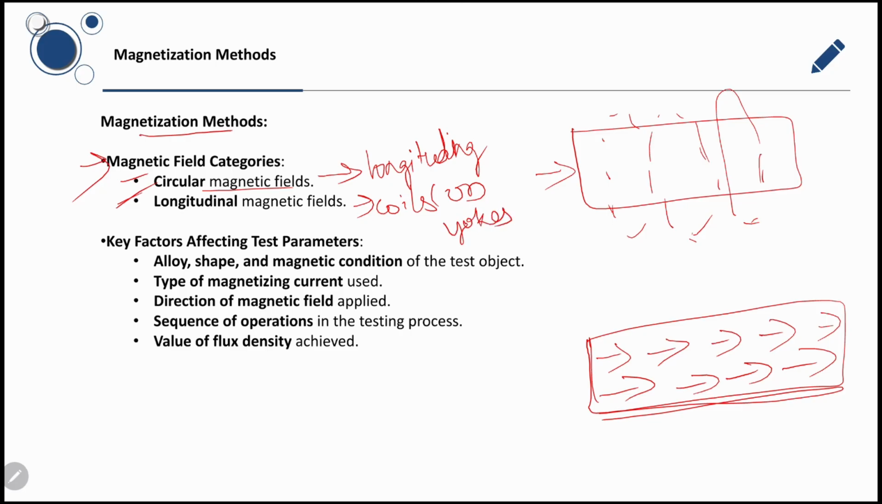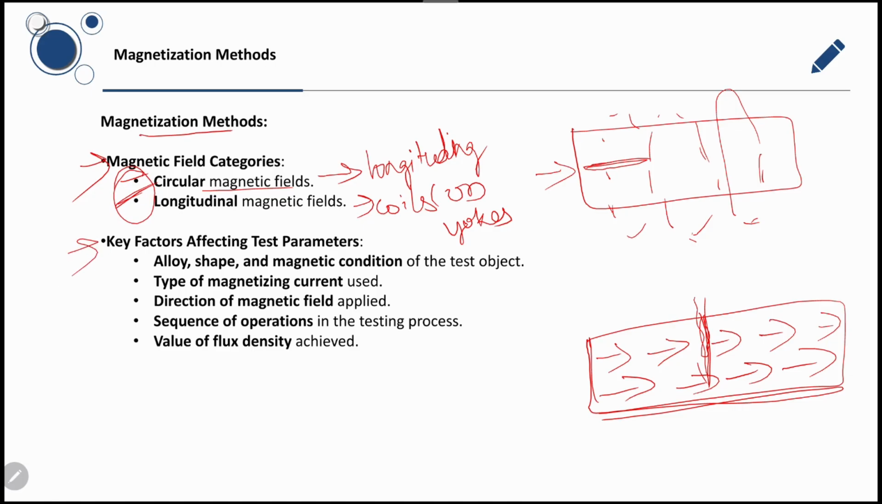They are most effective for detecting transverse cracks. This is the transverse crack. This is the longitudinal crack. This is the transverse crack that cuts across the part. This is the longitudinal magnetic field. So we discussed circular and longitudinal magnetic fields.